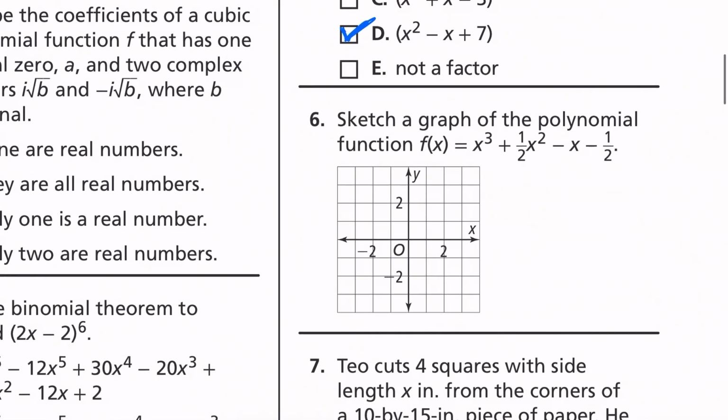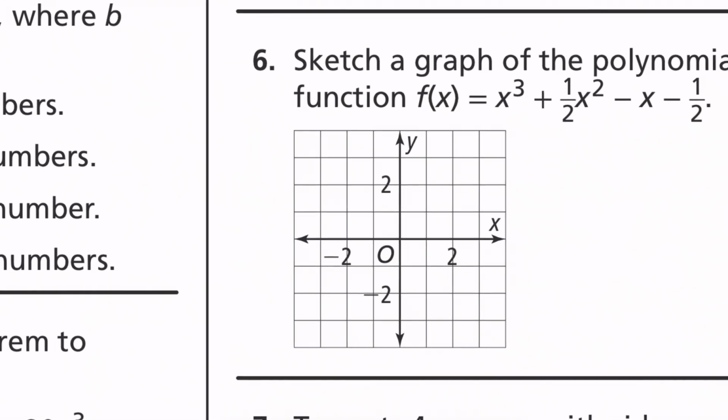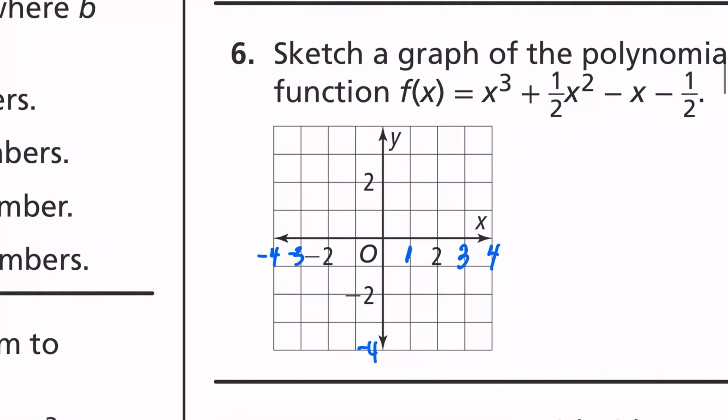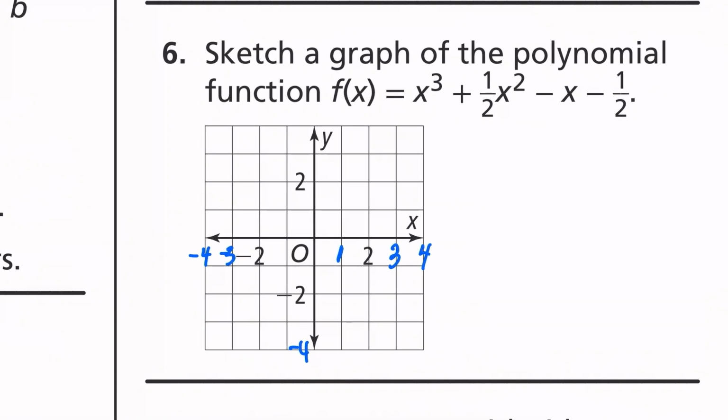Okay, now we're going to sketch a graph of this polynomial. I just want you to notice that this one is kind of weird. Like this would be 1, that would be 3, that would be 4. This would be negative 4, negative 3, negative 4. So you can change the window or just zoom in on your graph. But we're going to do x cubed plus 1/2 x squared minus x minus 1/2.